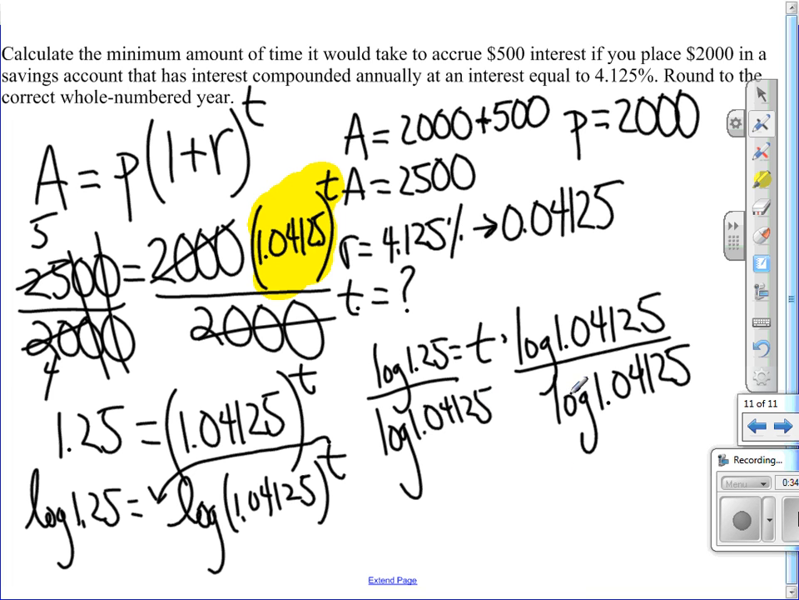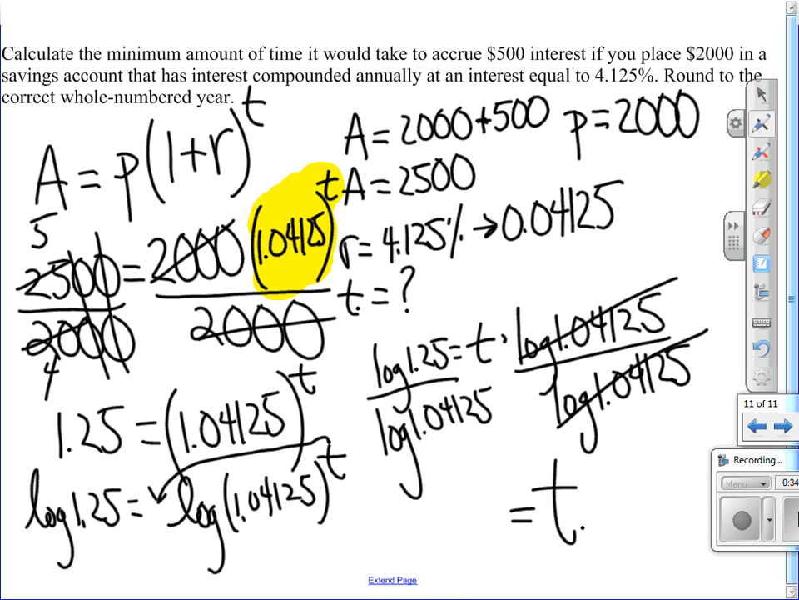Log 1.25. Now for the good news. The calculator is going to do the rest of the work for us. Oh, sorry. Microphone grazed my collar. My bad. All right, in the calculator. So it's top to bottom. I enter the top in first, and then I do the bottom. 1.25. Log it. Divided by 1.04125. Log it. If you stop there, you're going to get the wrong answer.